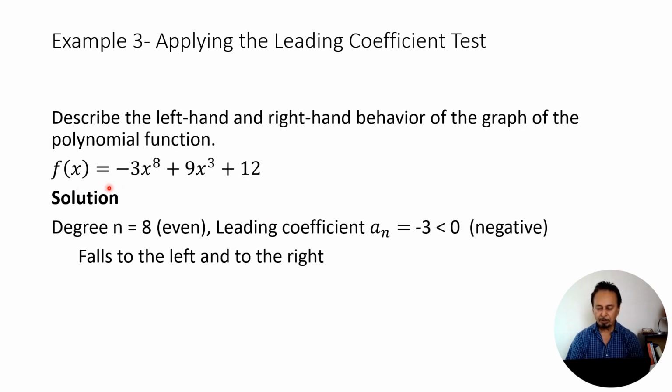Example 3. We have a polynomial function f of x equals minus 3x to the 8 plus 9x cubed plus 12. The degree is 8, which is even, and minus 3 is the leading coefficient, which is less than 0. So the graph of this polynomial function falls to the left and to the right.